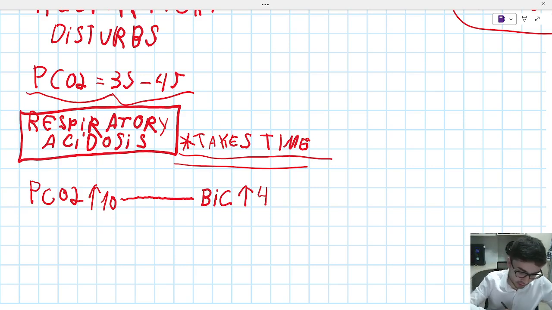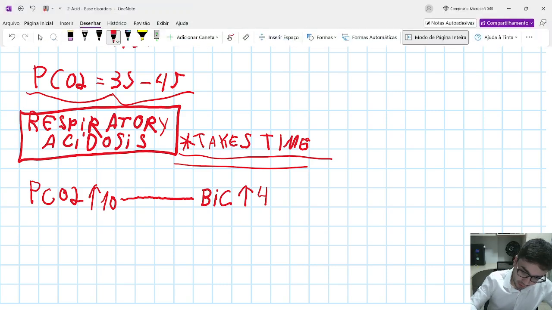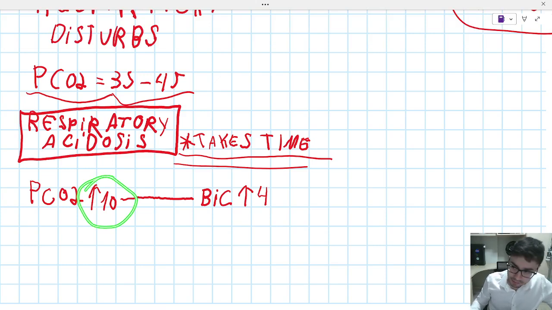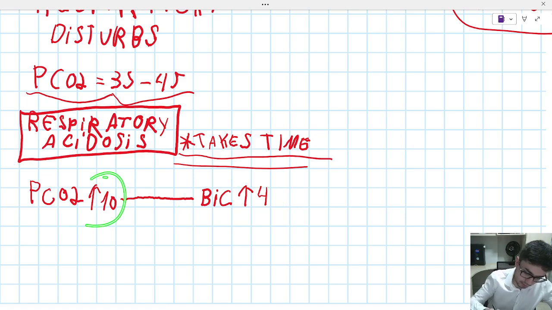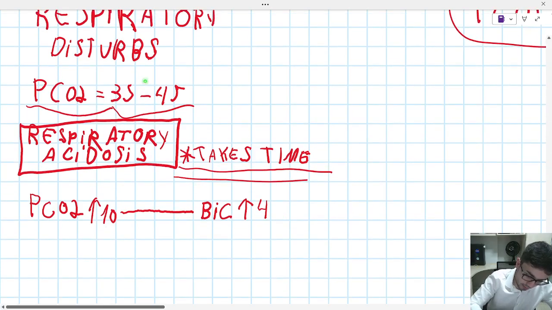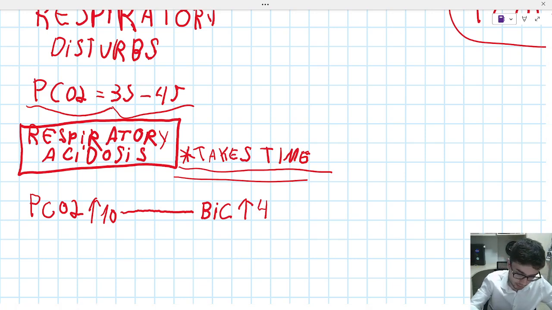Okay guys, sorry, I knew there was something wrong in what I wrote. For every 10 that the PCO2 goes up, we need to add 4 to the bicarb to get a compensation. But it will be every 10 above 40, because 40 is the middle point of the normal values of PCO2.